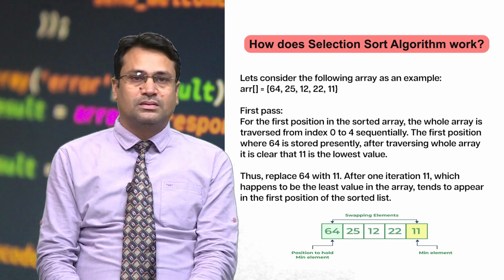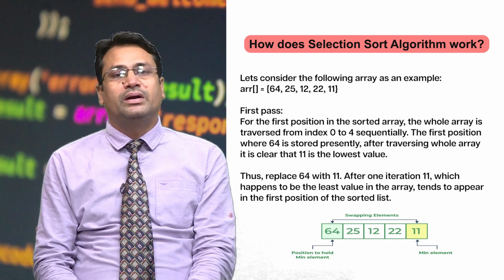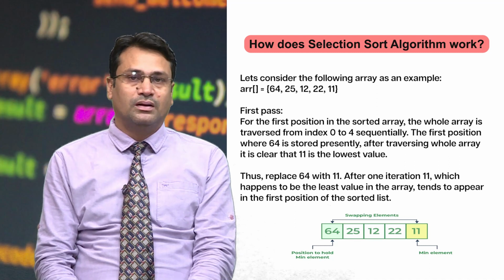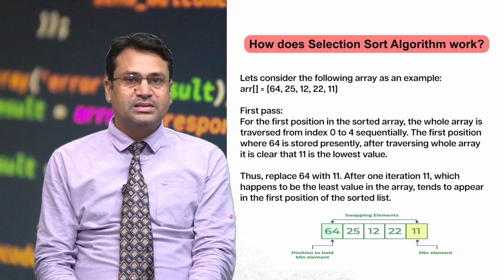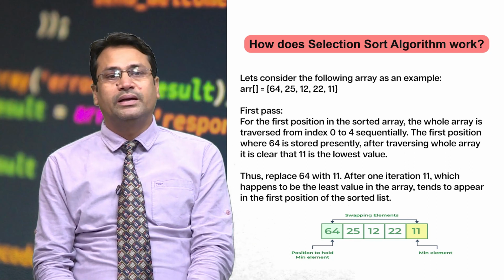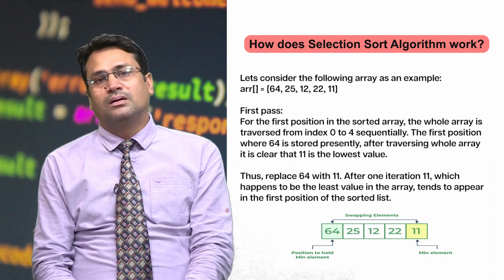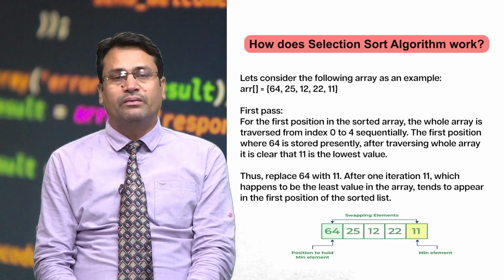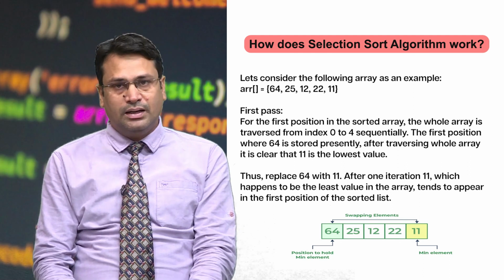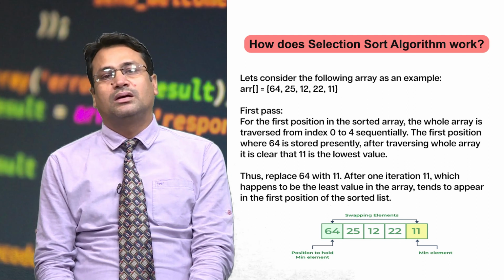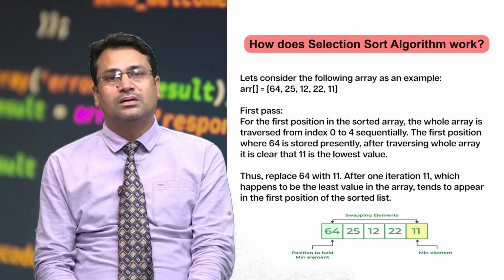In the first pass, for the first position in the sorted array, the whole array is traversed from index 0 to 4 sequentially. The first position is where 64 is stored presently. After traversing the whole array, it is clear that 11 is the lowest value. Thus, replace 64 with 11. Here we are going to swap these two values. After one iteration, 11, which happens to be the least value in the array, appears in the first position of the sorted list.